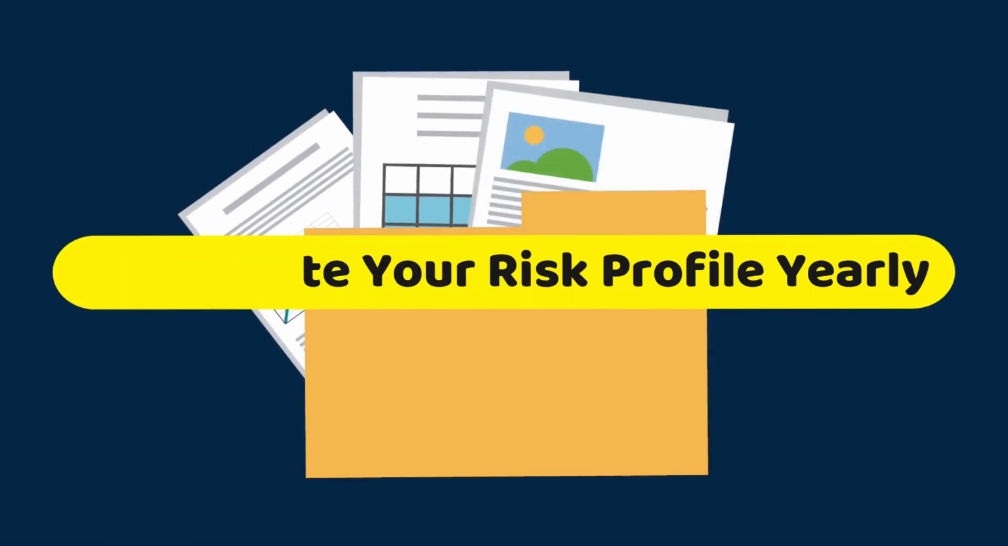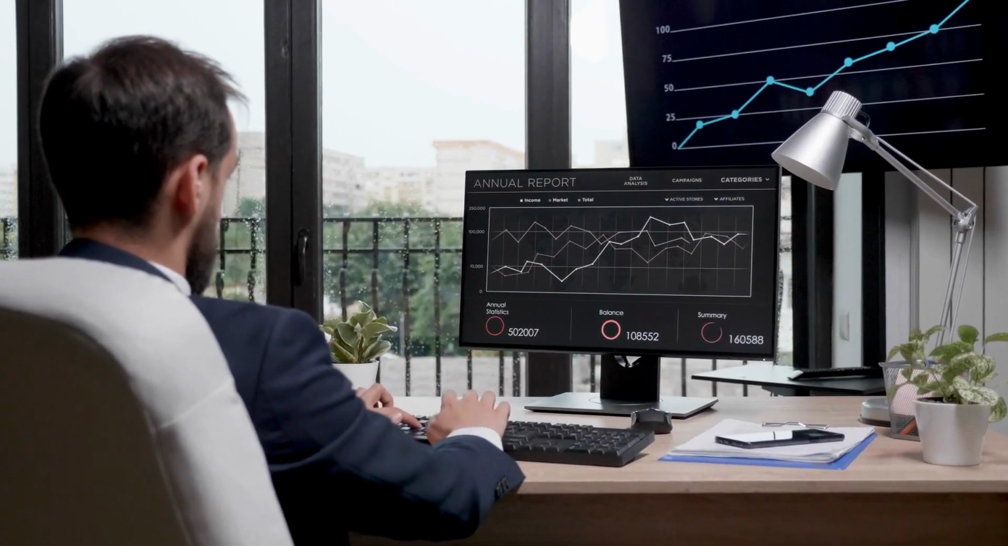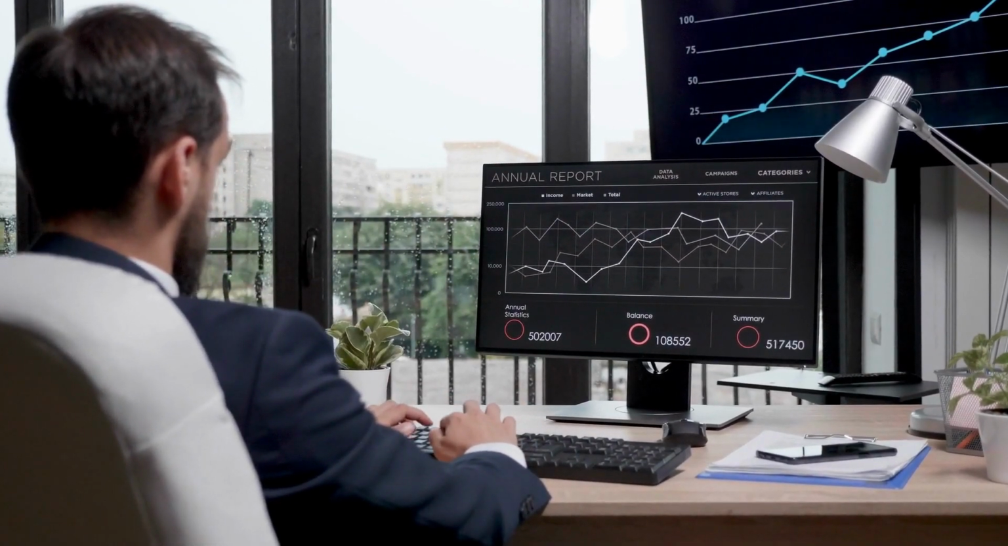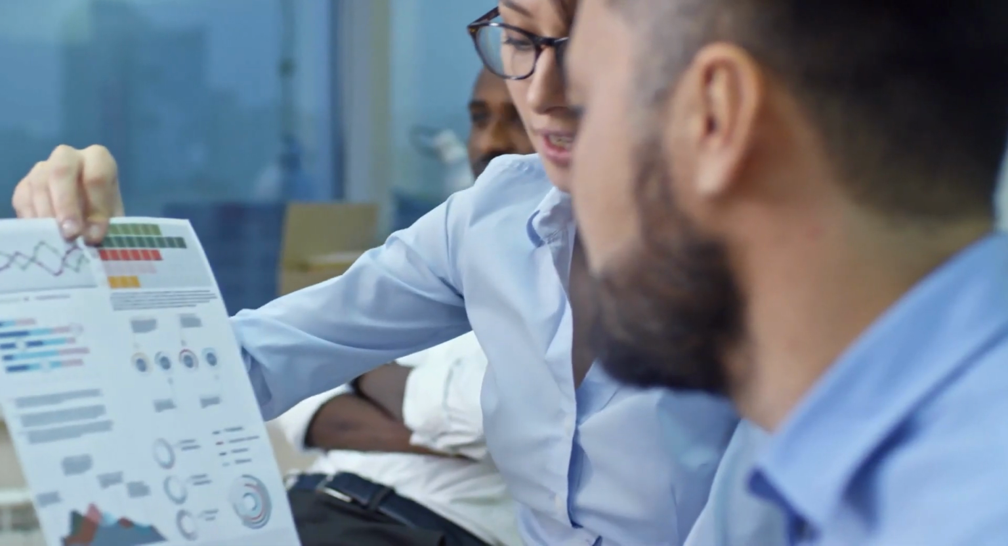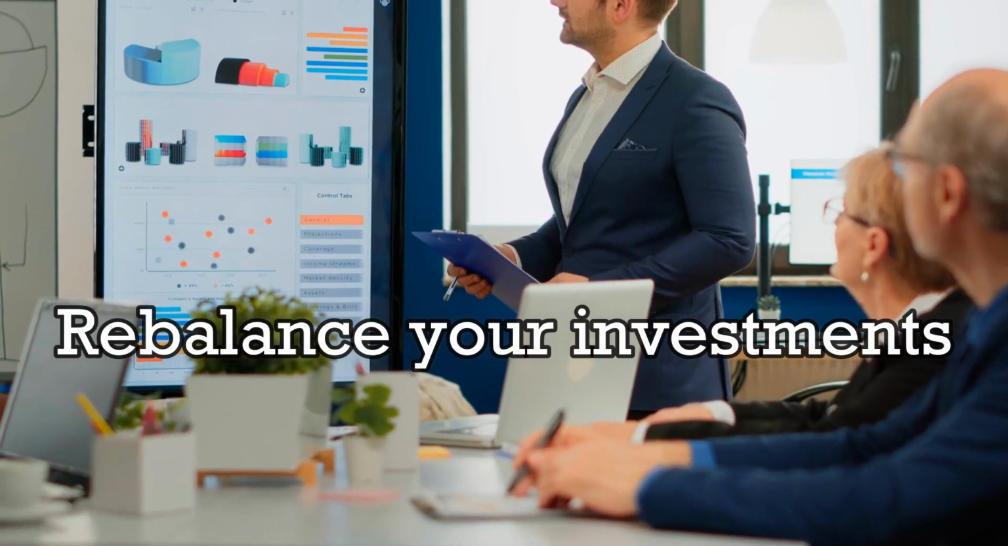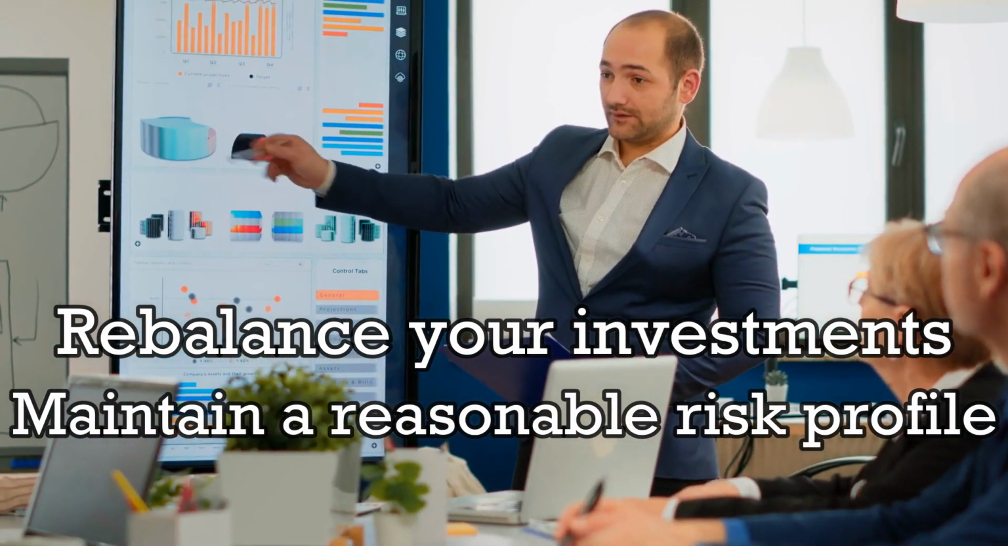Reevaluate your risk profile yearly. Over the course of your life, your investment risk preferences will probably change. Take the time to review your risk profile each year and make yearly adjustments free from market effects. It is important to rebalance your investments and maintain a reasonable risk profile.